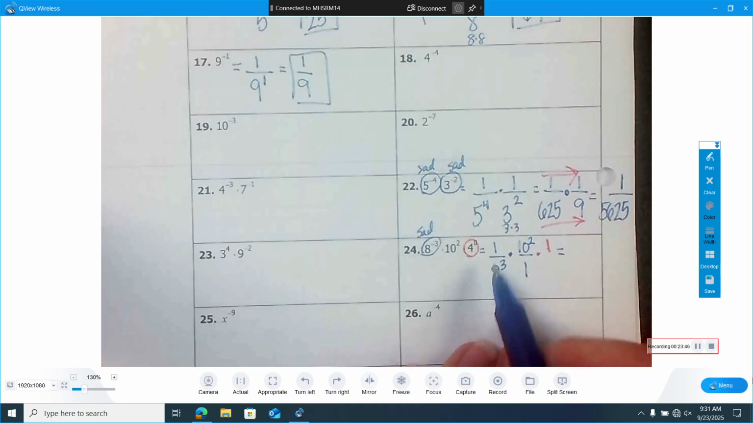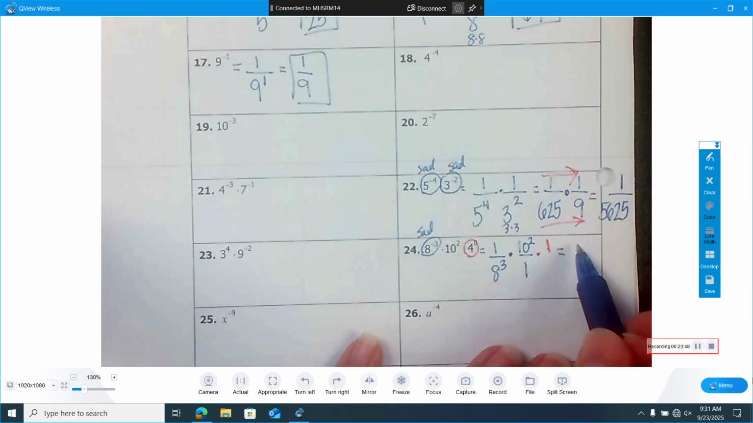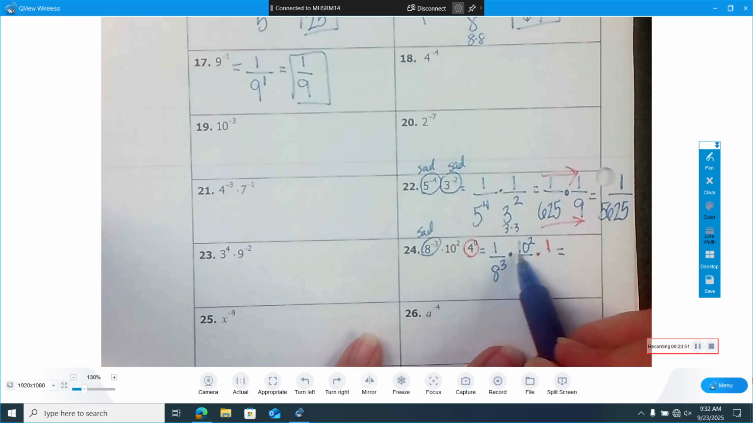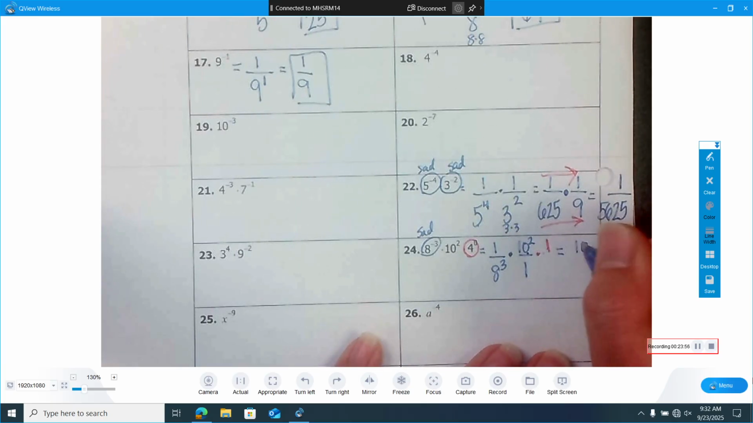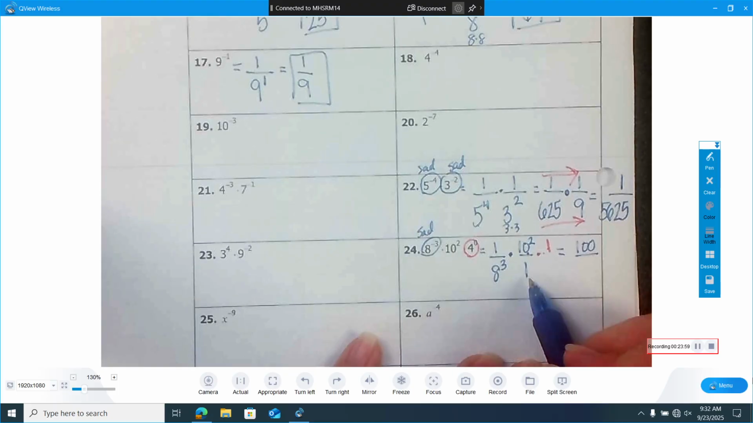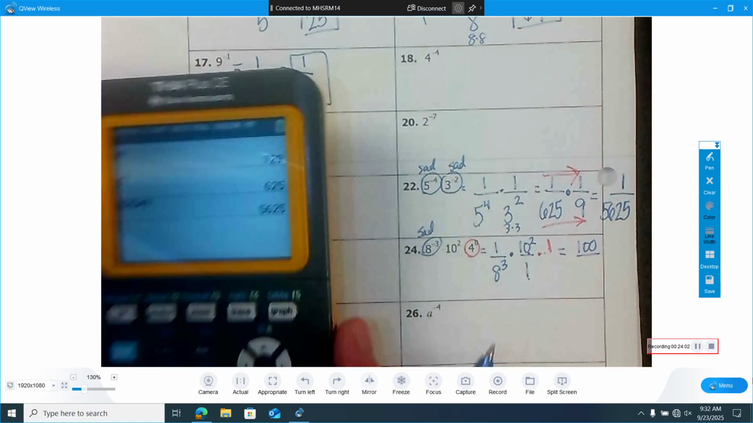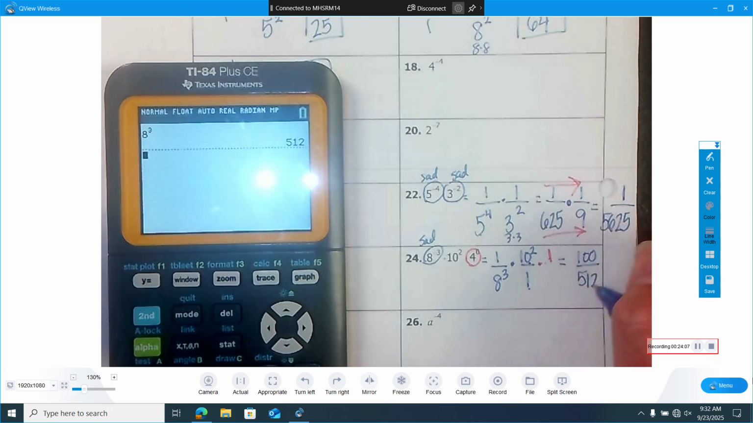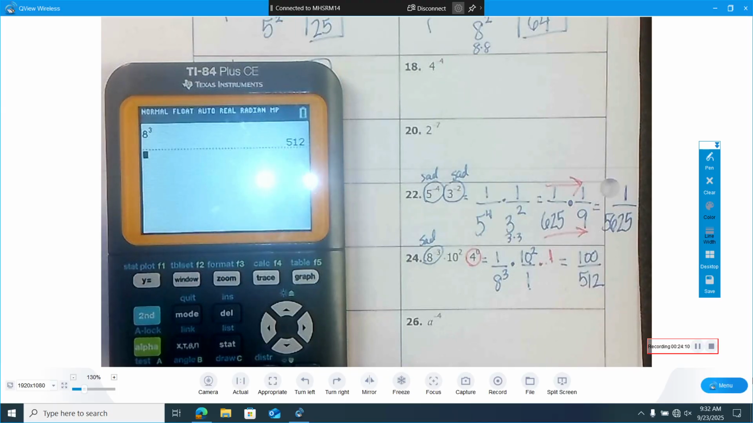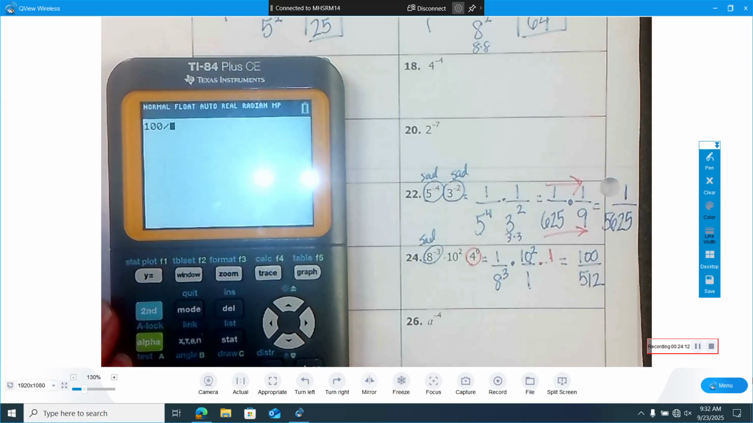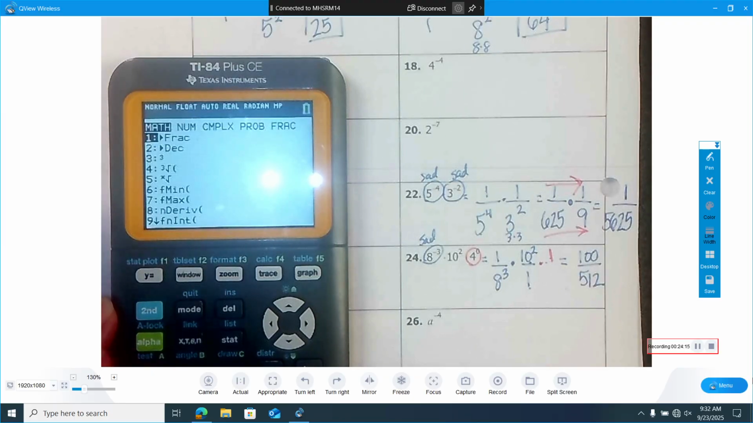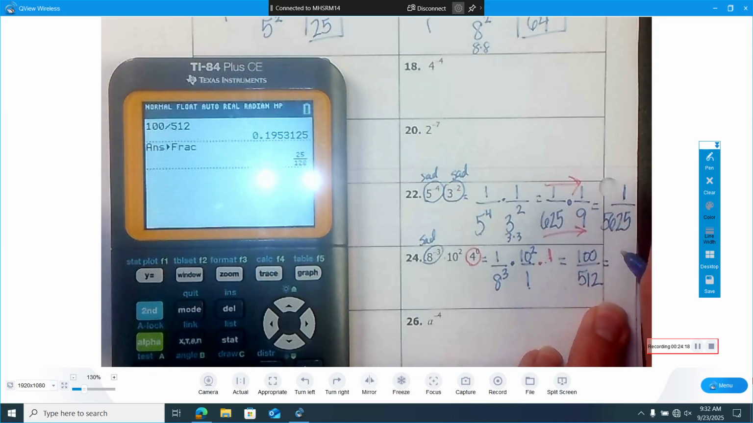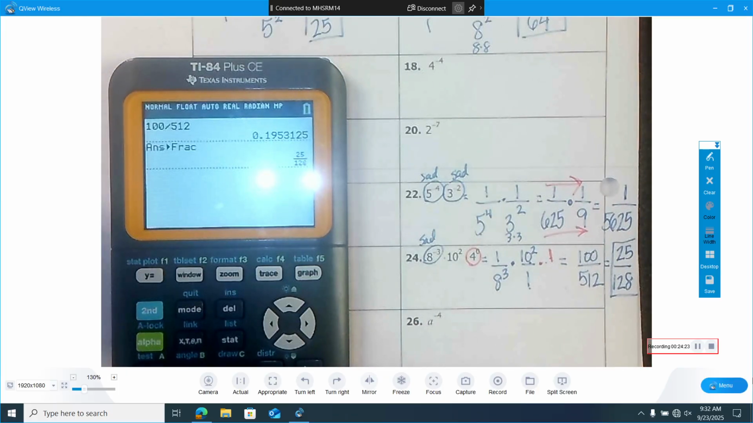So now we have fractions being multiplied, and I just get to multiply straight across. 1 times, what's 10 squared? 100 times 1. What do we get in the numerator? 100. And then we have 8 cubed times 1. What is 8 cubed? 512. All right. Very good. And what do we need to do with this fraction? Simplify. So 100 divided by 512, and we get 25 over 128. Very good.